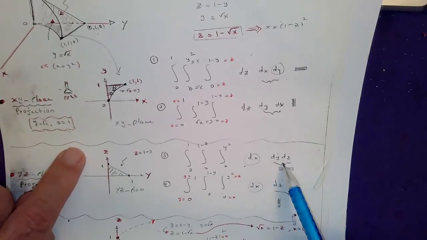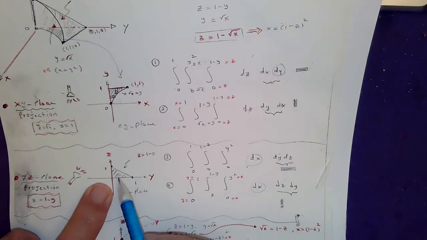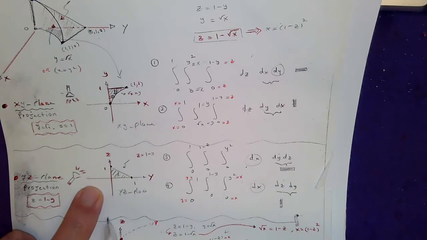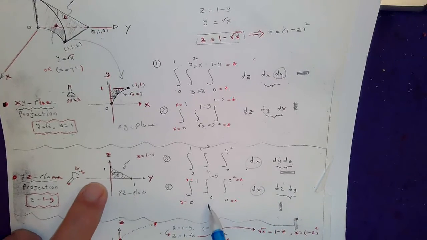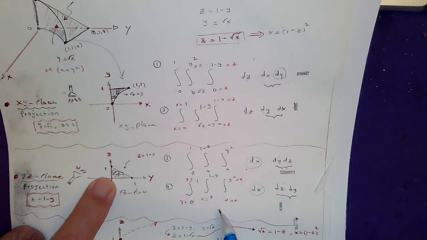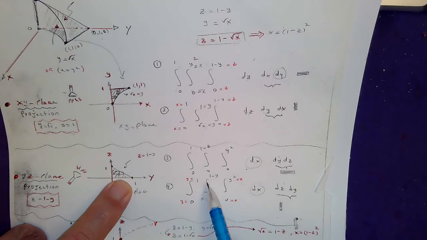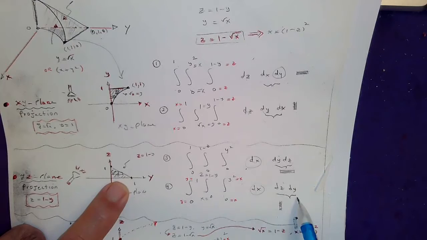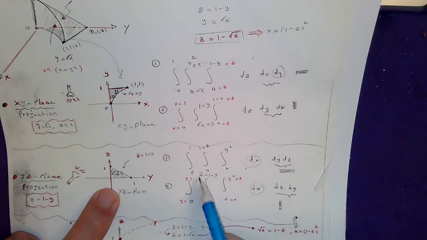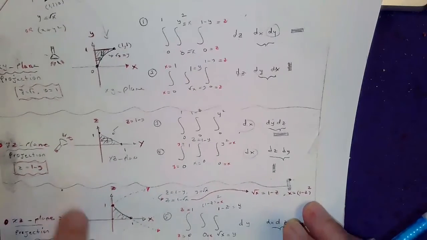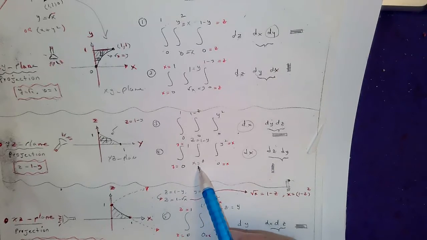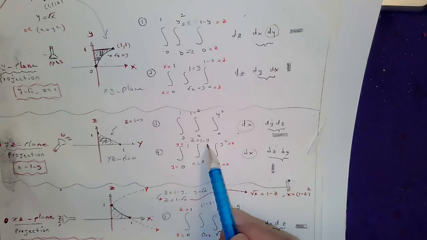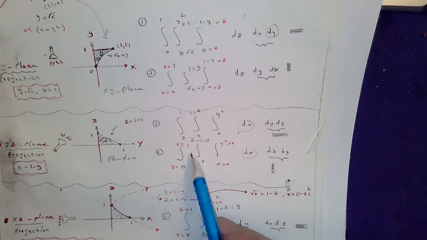But now, y and z, you get off of here. So if you take, let's say, the horizontal element, like so, you're going from the y-axis to this line. So that would be z equals, let's say, y minus 1, and y goes from 0 to 1. Once again, the outer limits are always constant. On the other hand, if you take the element vertically, now that would be x goes from 0 to y squared, and y goes from 0 to 1.